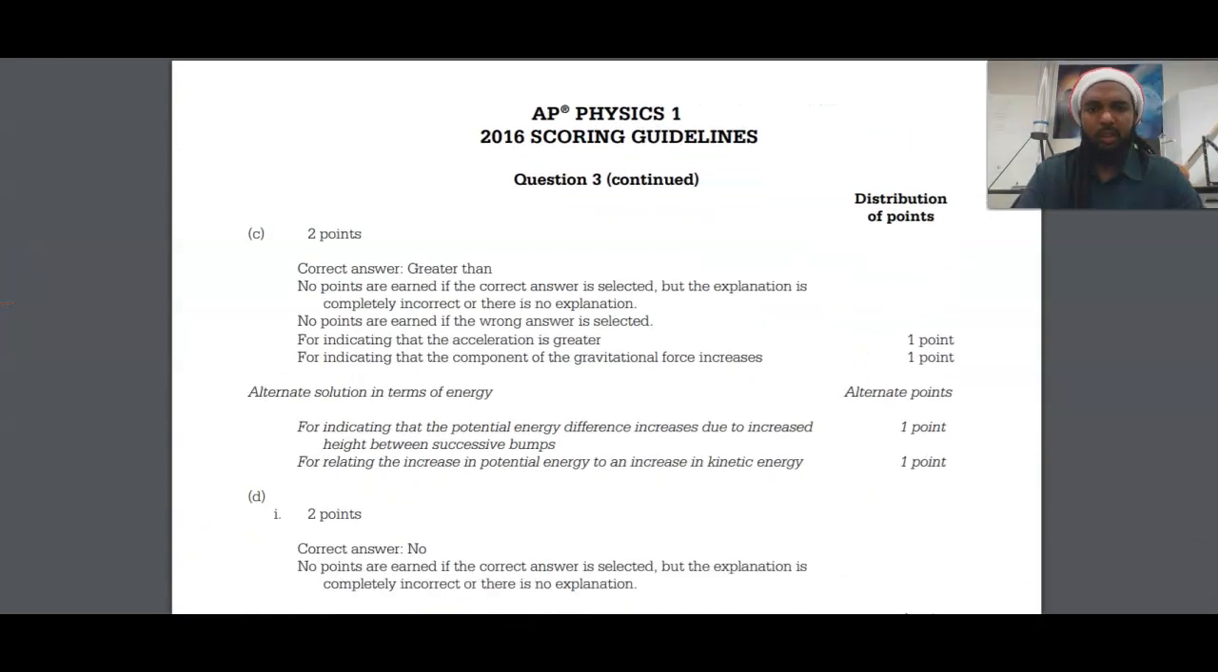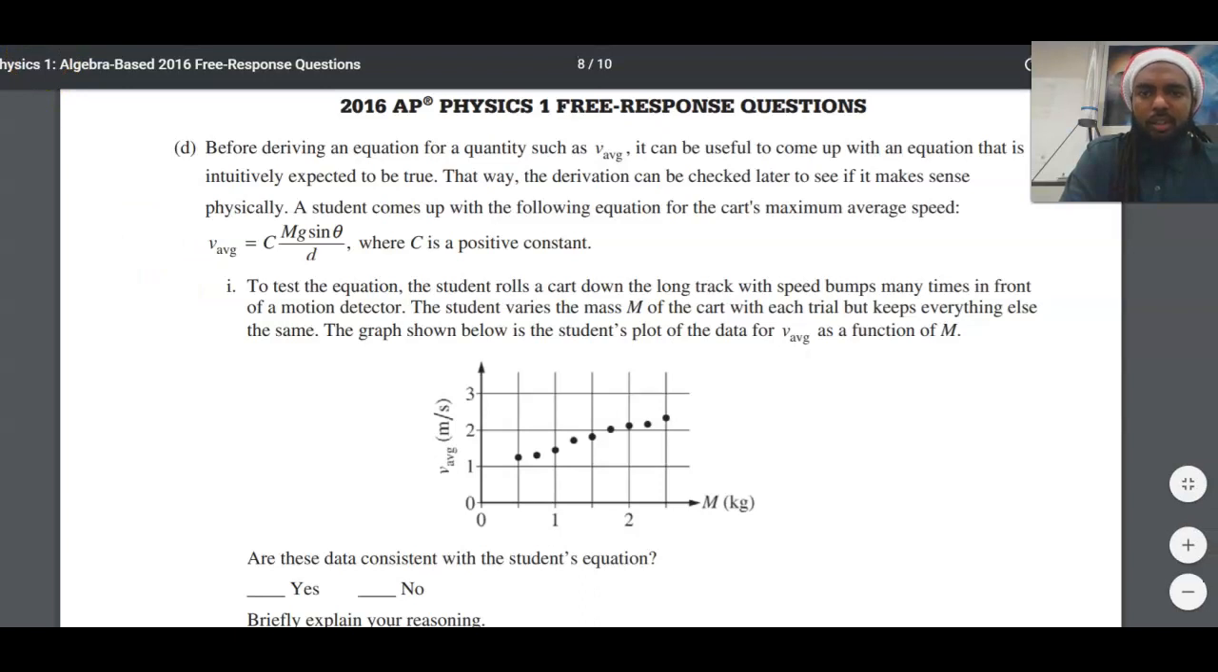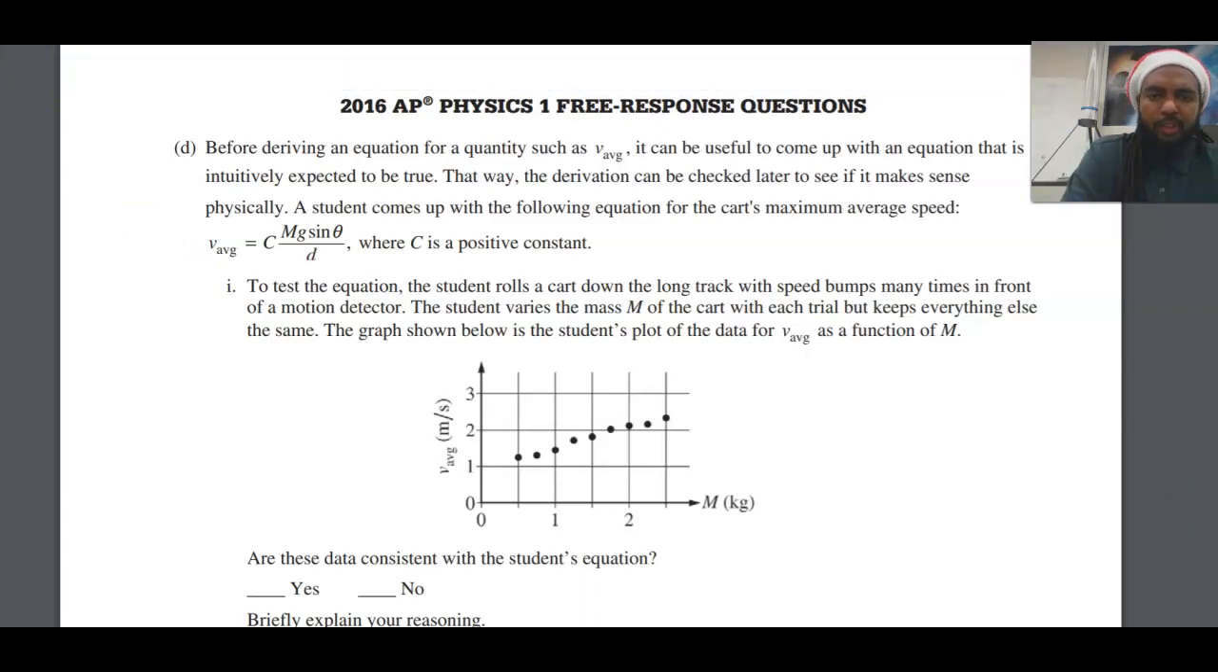For the other one, again, greater than is the answer, and the main idea here is that the acceleration is greater, and they ask you to explain it in terms of the component of the gravitational force, which we'll come to in dynamics. Now part D gets into experimental skills, and so take a moment to read the question and then come back. So an equation is provided for V average, data is provided, and you are asked whether the data is consistent with the equation.